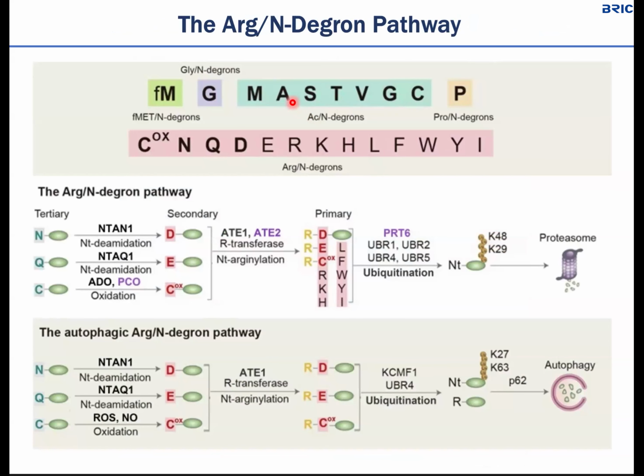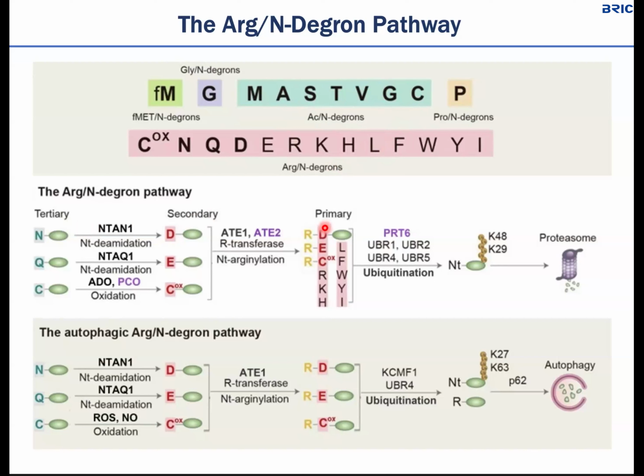Currently, there are 5 N-degron subpathways: the formyl-methionine, glycine, acetyl, proline, and arginine branches. In each of these branch subpathways, there is a specific clientele or a set of amino acid residues and their post-translational modifications that dictates the in vivo stability of substrate proteins based on the identity of its N-terminal amino acid residue.